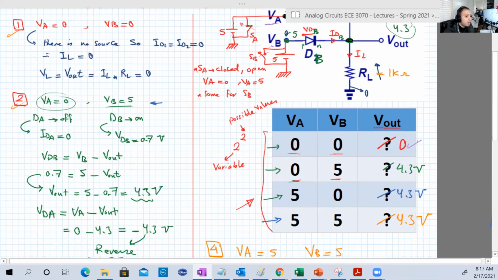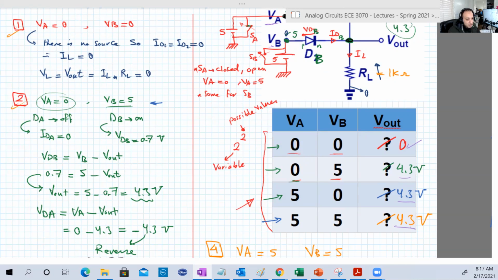Whenever one of the inputs is 5, its corresponding diode will be on. On means there is a current flowing and it's forward, and the output will be 4.3. Of course, if both of the inputs are 5, then both diodes will be on, forward, with currents, and the output again will be 4.3. We postponed what kind of application this is to this video.